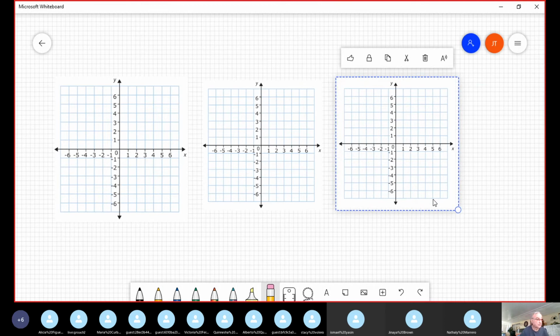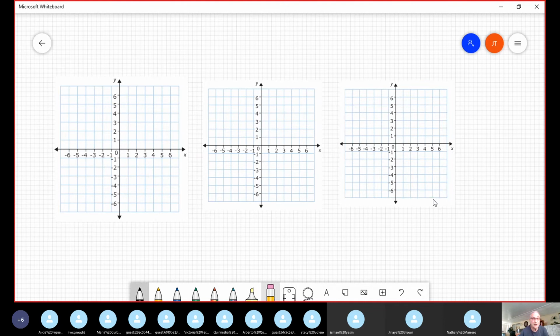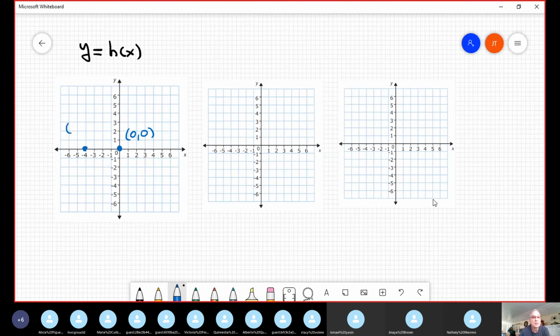The graph given is the function y equals h of x, and the graph looks like that. We have 3 points again: (0, 0), (-4, 0) here, and (-2, -4) here. The function is formed by line segments like that.